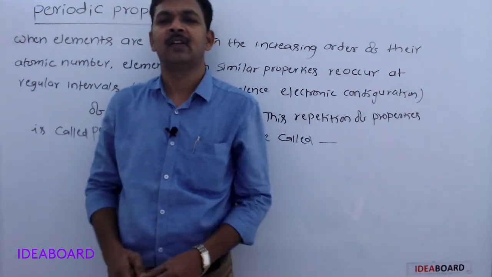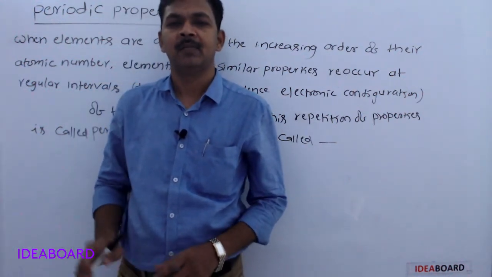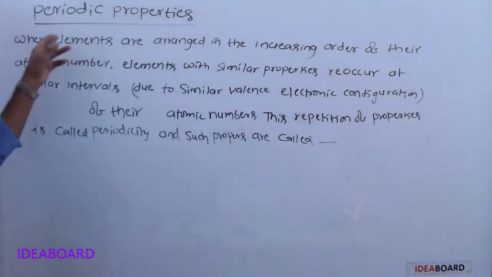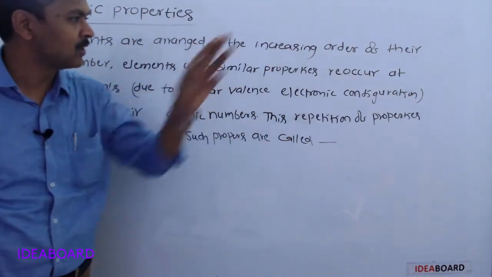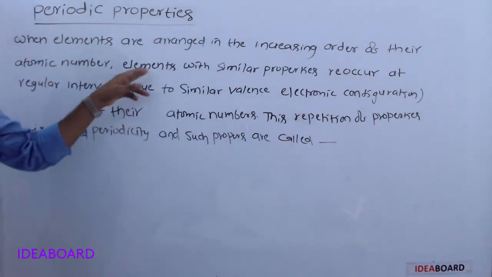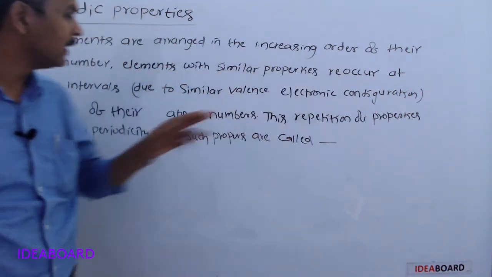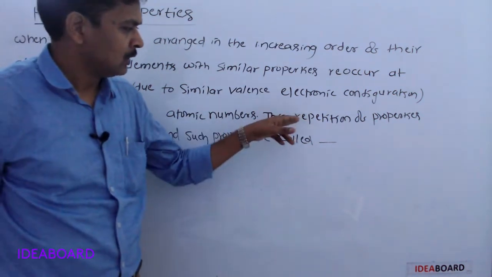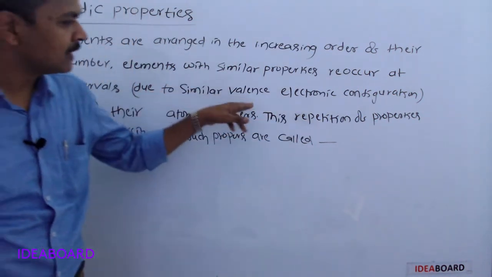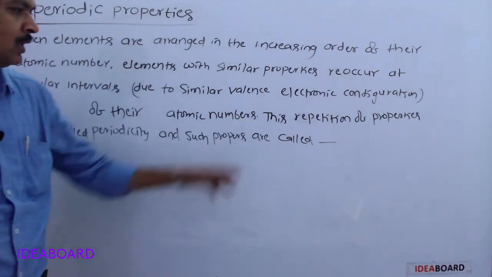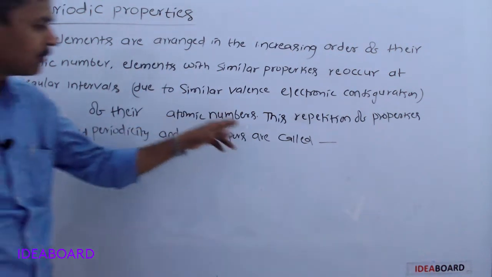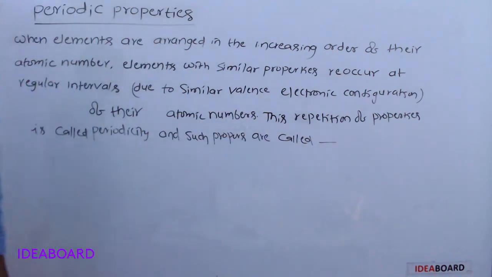My dear students, now I am going to explain periodic properties. What are the periodic properties? When elements are arranged in the increasing order of their atomic number, elements with similar properties reoccur at regular intervals of their atomic numbers. That is due to similar valence electronic configuration. This repetition of properties is called periodicity, and such properties are called periodic properties.